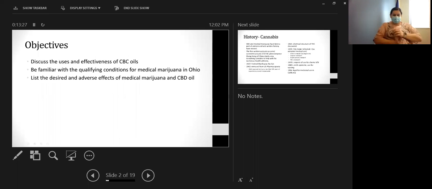So what we're going to try to work on today is discuss the uses and effectiveness of CBD. That's to say CBD, not CBC oils. Be familiar with the qualifying conditions for medical marijuana in Ohio and list the desired and adverse effects of medical marijuana and CBD. And one of the other things Danielle had asked about was memory, how it can help with memory, if there was any literature out there on that. And there actually is some out there, so we'll talk about that too.